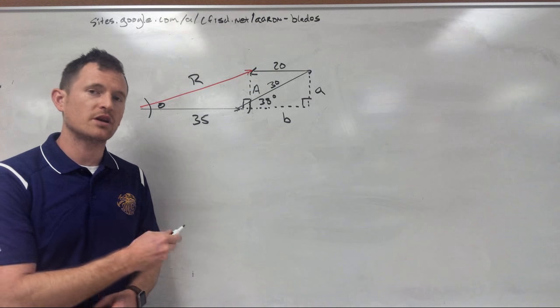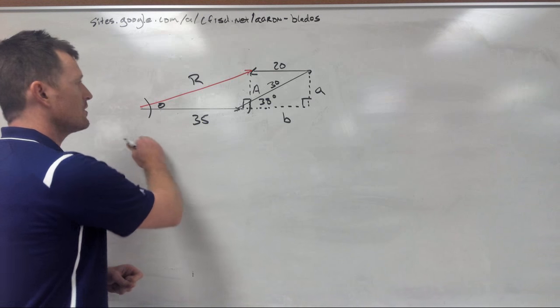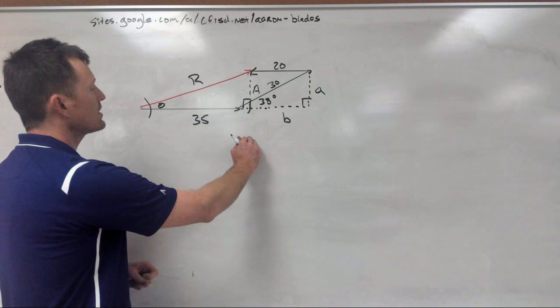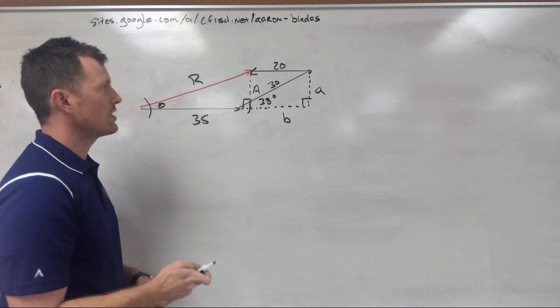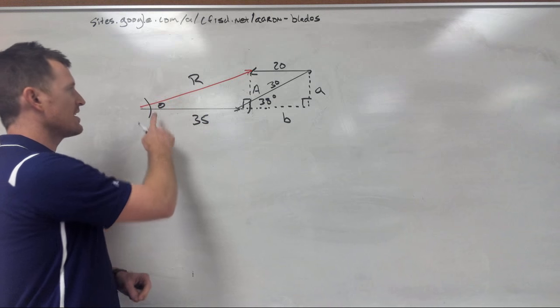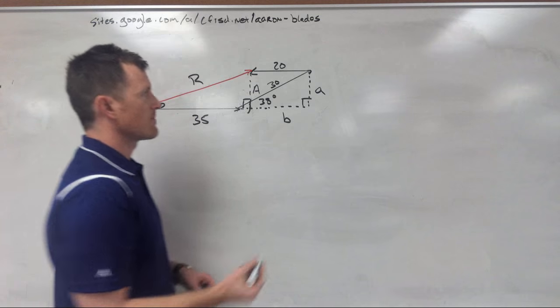Today we're going to be working a vector addition problem that we began in class, so let's get to it. As you can tell, in our problem statement we had a person walk 35 to the east, 30 at an angle of 38 degrees, and then back 20. We need to figure out the length and direction of our resultant vector r. Alright, so let's get started.